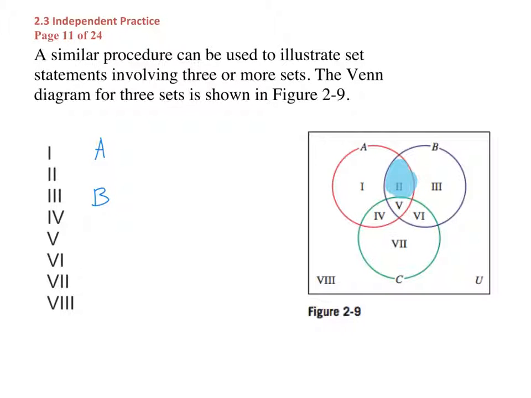And you notice that area 2 is only, oops, sorry about that. Does it erase? There we go. Area 2 is all the elements in A intersect B, but they're not in C at all. Okay, so none of the elements in C so far is in 1 or 2 or 3.